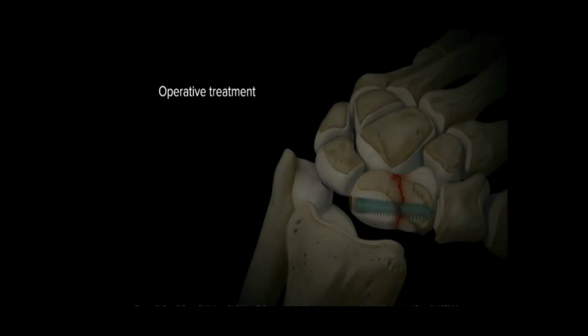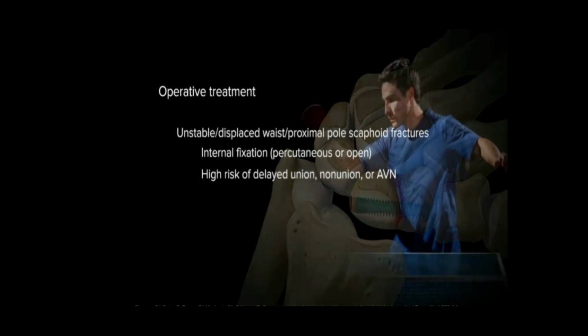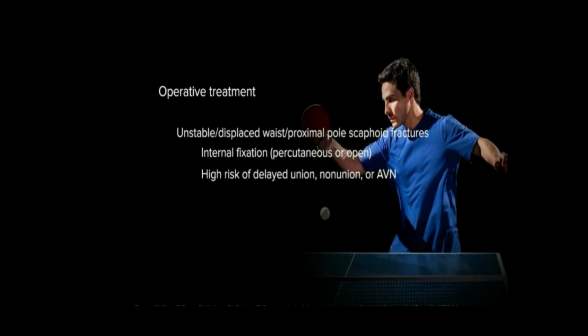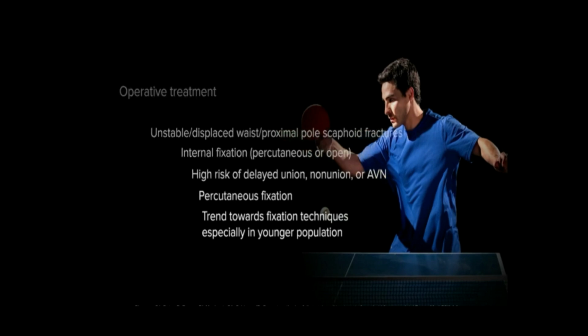Operative treatment with internal fixation is indicated for unstable, displaced waist and proximal pole scaphoid fractures because they have a high risk of delayed union, non-union, or avascular necrosis. Though there's no consensus on the best treatment, prolonged cast immobilization is becoming less tolerated, moving towards percutaneous fixation, especially in younger patients who want a quicker return to work and sports.